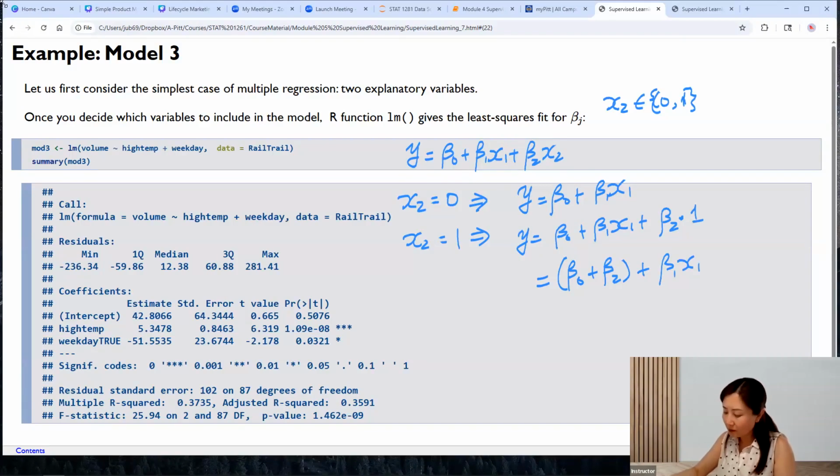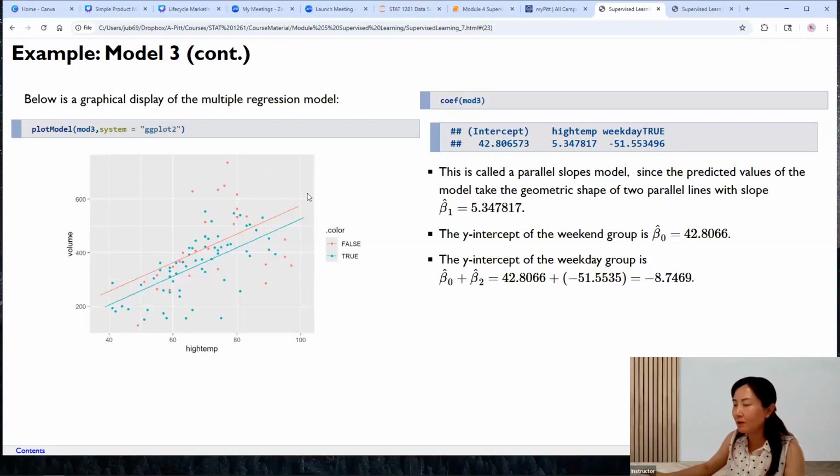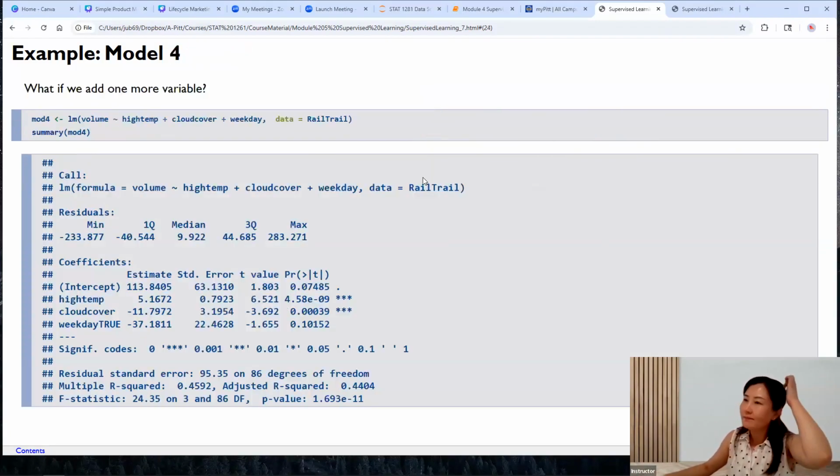So see, we have two lines with the same slope, beta 1, and different intercepts. The only difference is the intercept. If x2 is equal to 1, we have one additional term in the intercept. And this marks the difference between the two parallel lines. So that's why it's called the parallel slopes model.